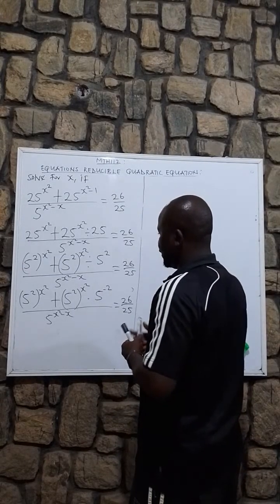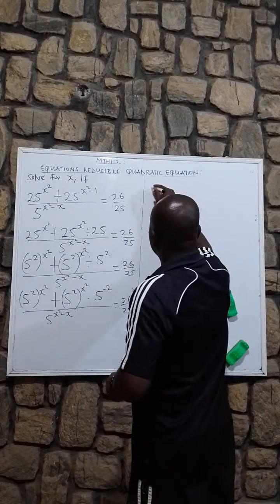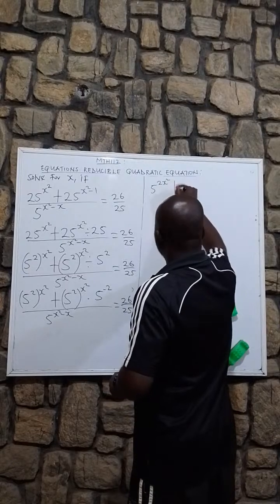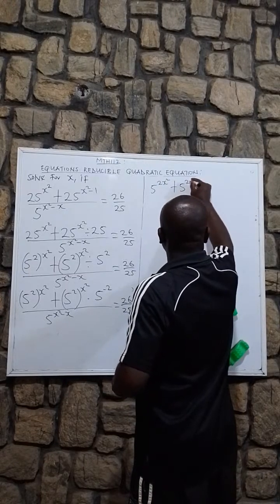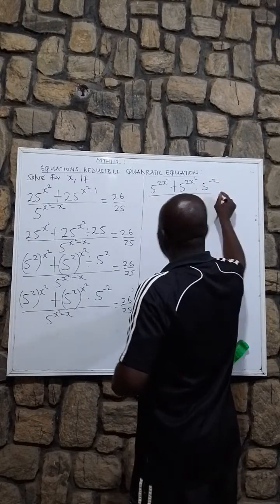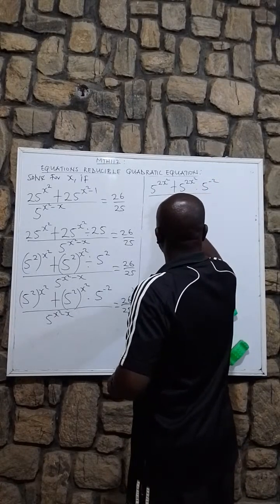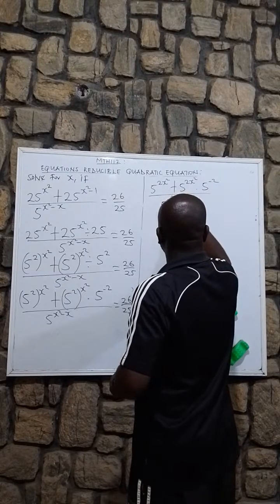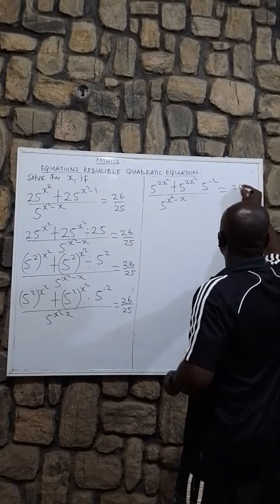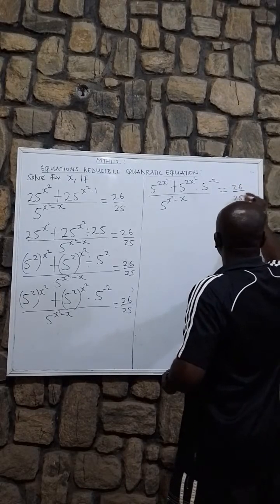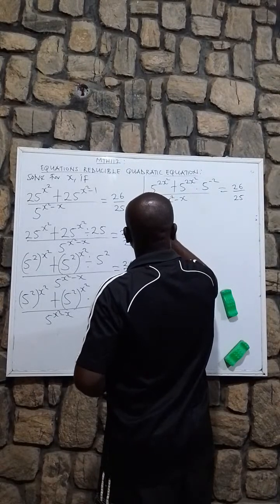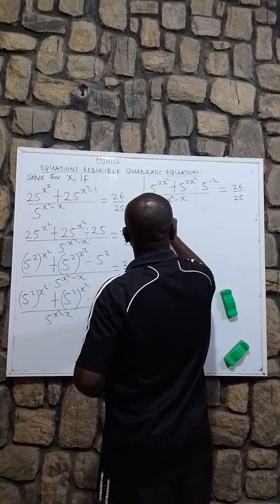Okay, this is the same as 5 raised to the power of 2x squared plus 5 raised to the power of 2x squared times 5 raised to the power of minus x, all over... I'm almost done with it, I'm just solving it for you. So you go and finish the remaining parts. Something is common here, so we factor it out.